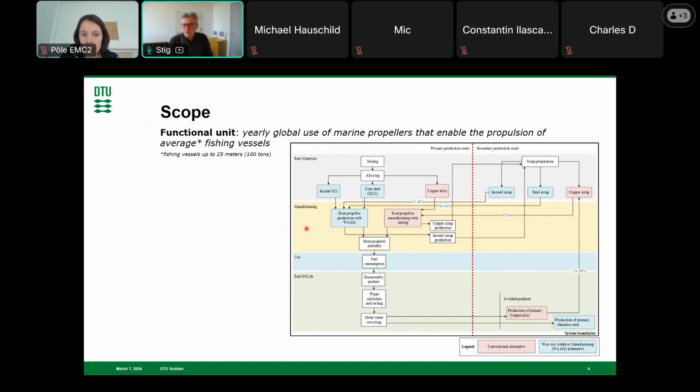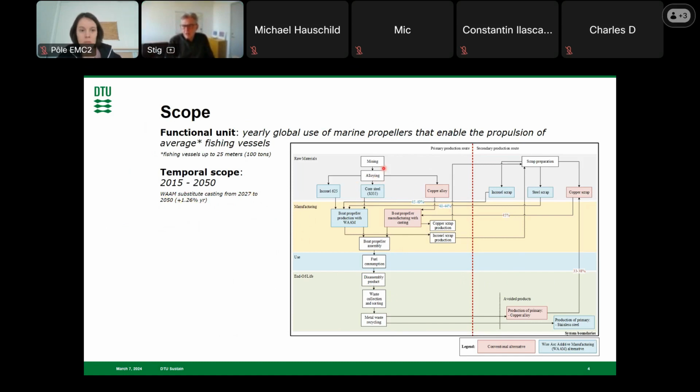And as you can see here in the scope, we have the temporal scope 2015 to 2050, and we assume that the traditional casting of the propellers will be substituted by wire arc additive manufacturing at a rate of 1.26% per year from 2027 to 2050. So a kind of gradual increase of the use of wire arc additive manufacturing.